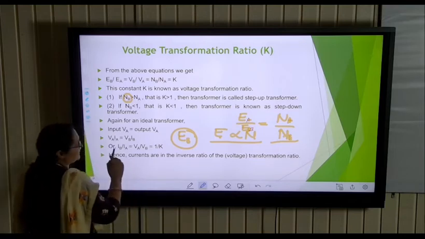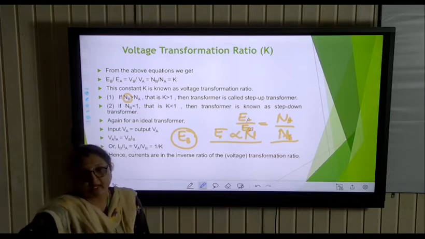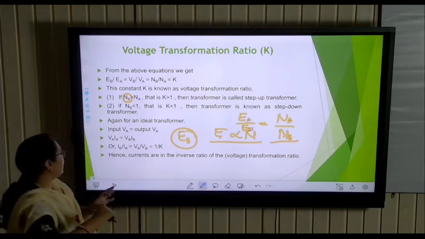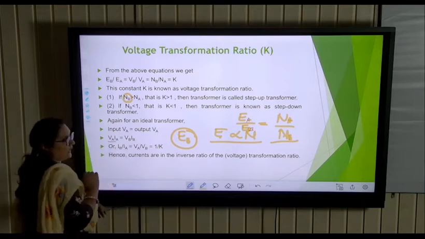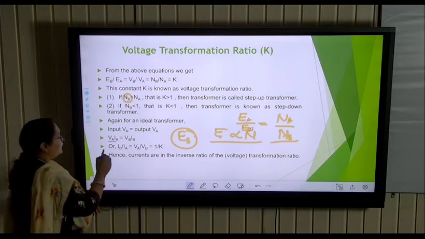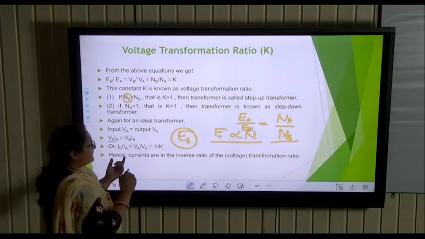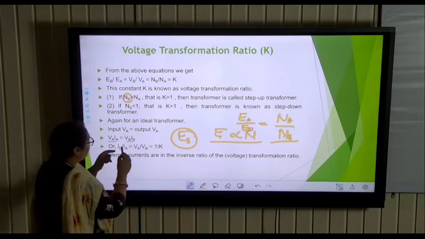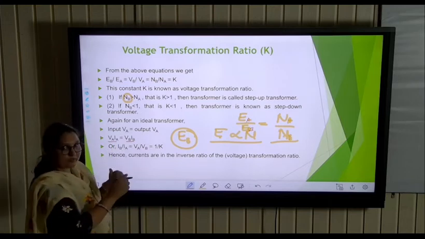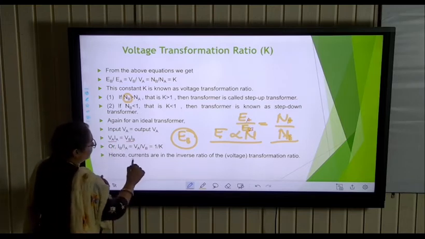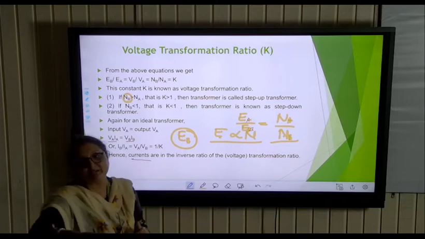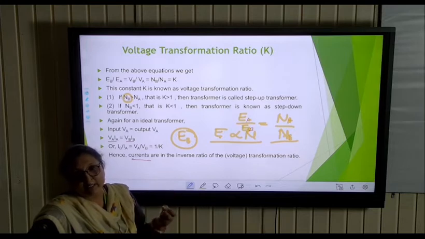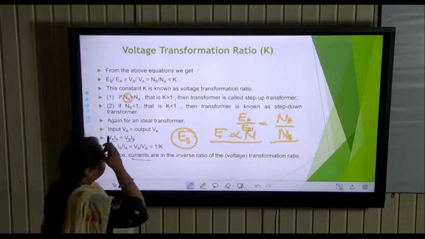And if you write the equation, since it is an ideal transformer, we have seen that the power input is equal to the power output, and you know that the power equation is given by V into I. So the input power will become VA into IA, and the output power will become VB into IB. So from this expression you can derive another relation in terms of the current, and there you can see that the currents are in the inverse ratio of the voltage transformation ratio, and these are very important relations while solving numericals based on the transformer. Fine.